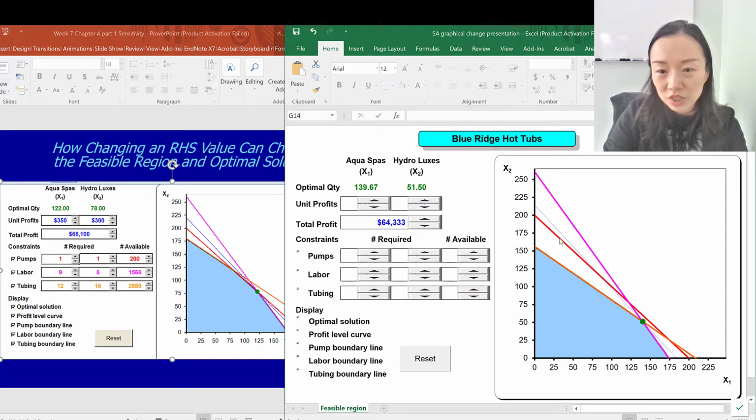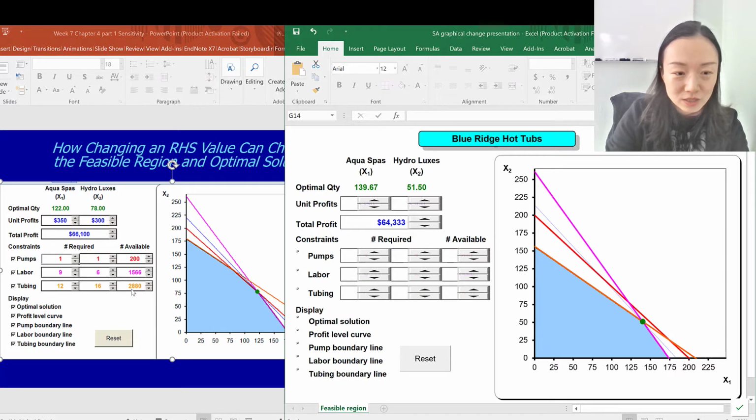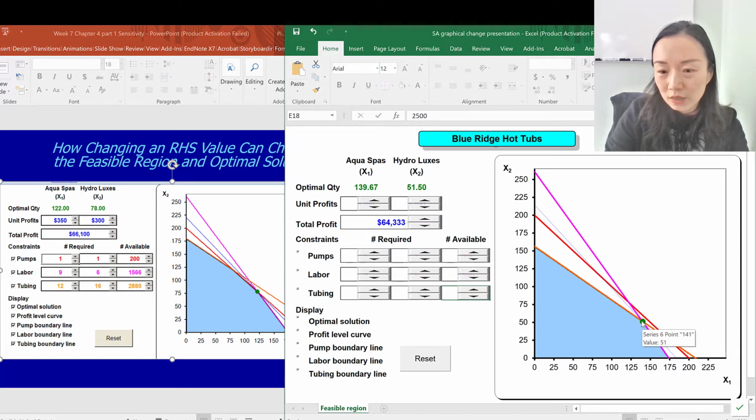Okay, so we didn't change this red line or the purple line at all. What we changed is the third constraint's right-hand side. Originally, we had 2,880 units of tubing available. And now, after we change it to only 2,500 units available, the optimal solution gets changed. And this constraint here becomes the one that defines where the optimal solution is.